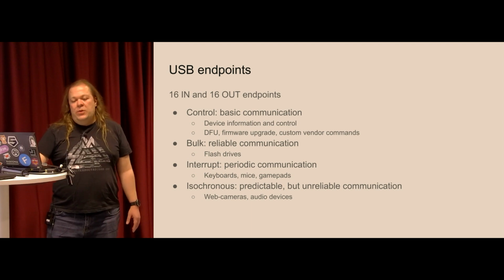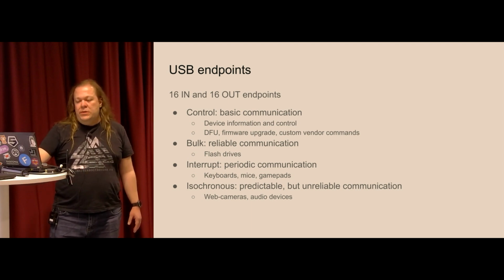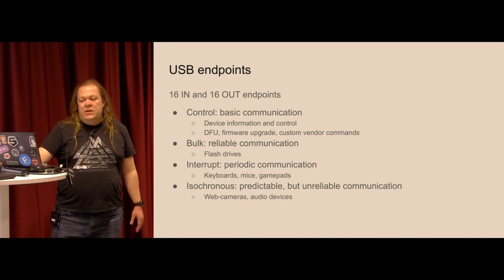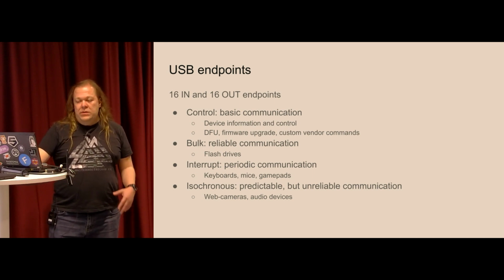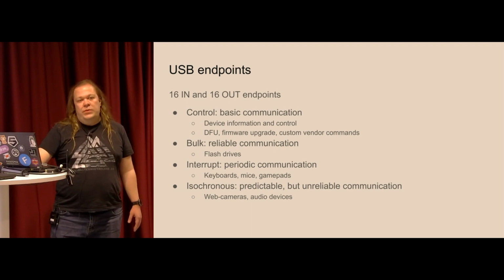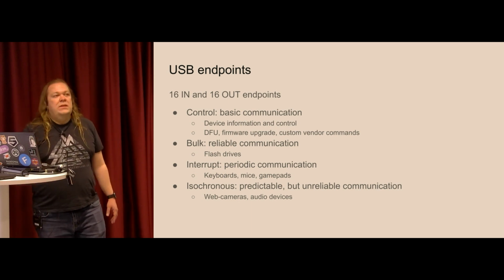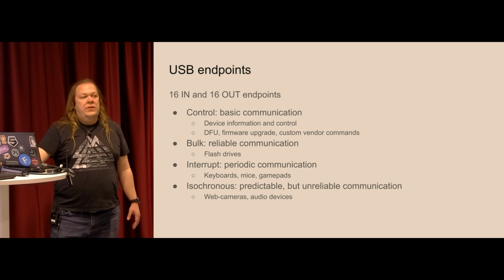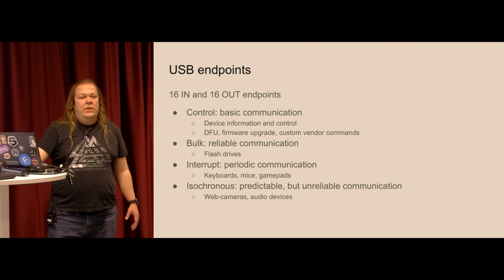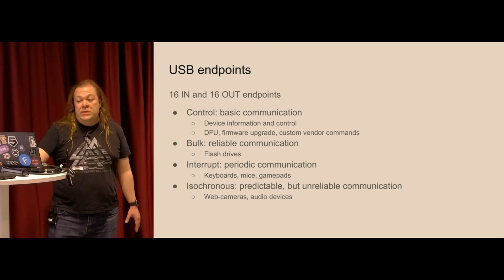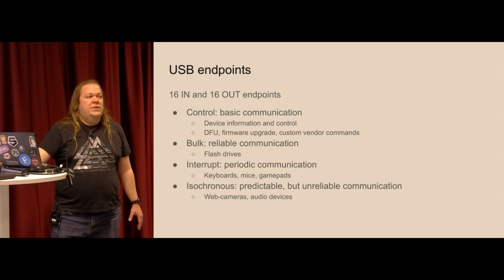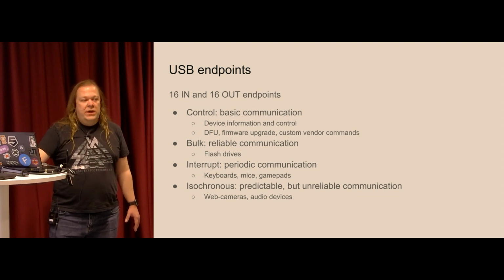And then we have the most complex thing, which is isochronous endpoints. These endpoints are used for predictable but not reliable communication, because when you want to make something really predictable, you can't make it reliable. And this predictability means that you always have some bandwidth, which is allocated beforehand, and you also guarantee that the requests will be executed at the same time compared to each other. So the latency will be roughly the same between requests. And this is important for some streaming things like web cameras and audio devices.